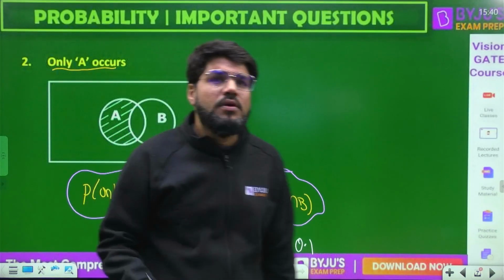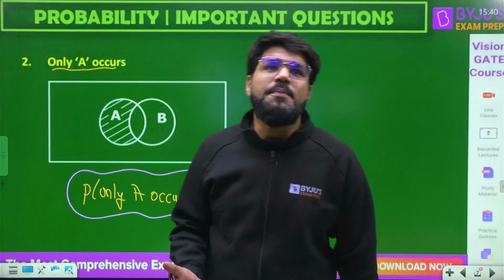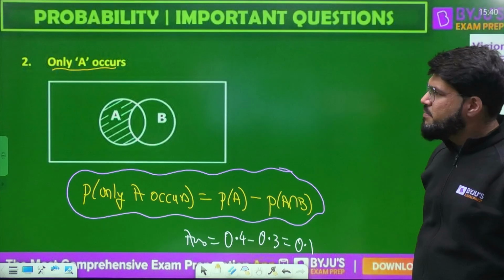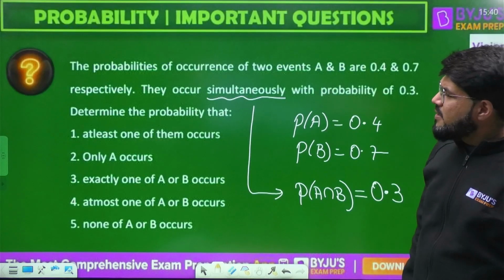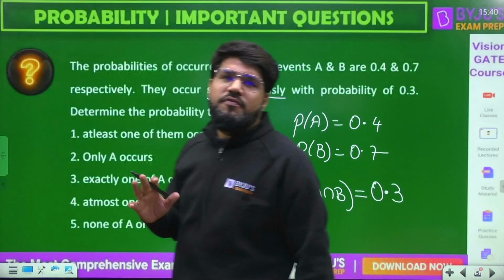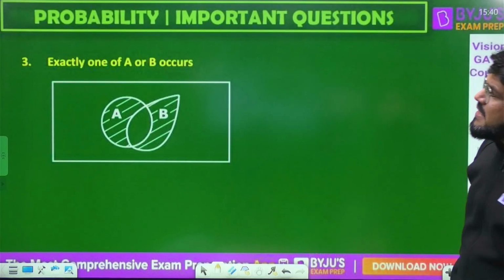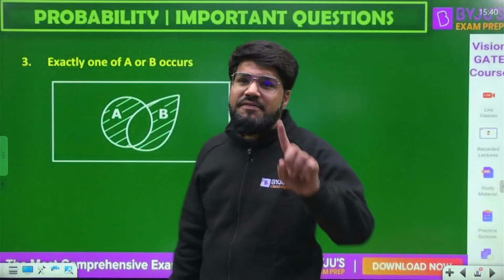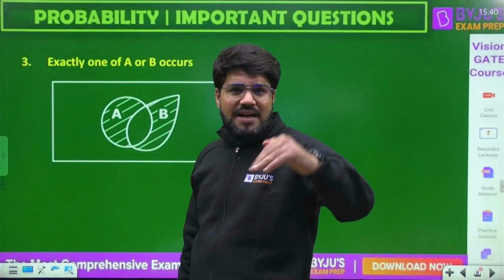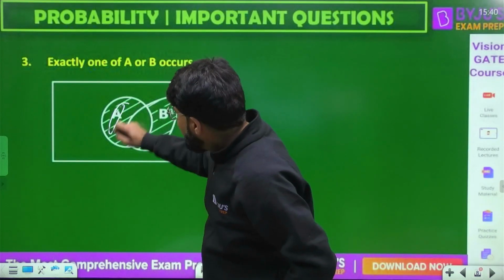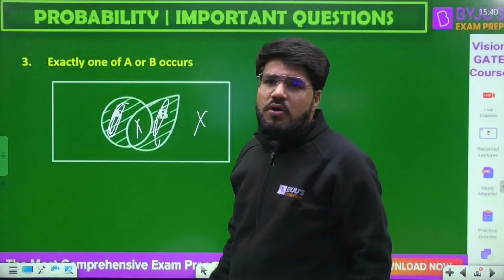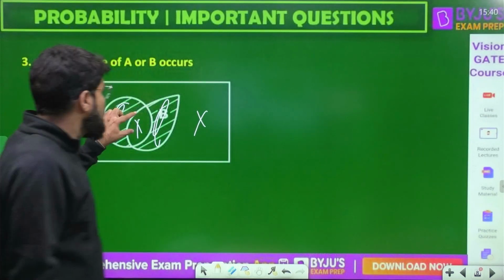Similarly, if they tell you only B occurs, then PB minus the common portion, PB minus P of A intersection B. Third case: exactly one of A or B occurs. Exactly one will happen, not less than one, but not more than one. That means either only A or only B, but not both and not zero. Something should happen, that is A or B, but both should not happen.